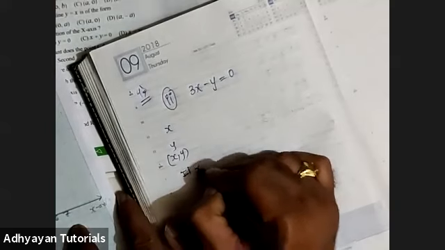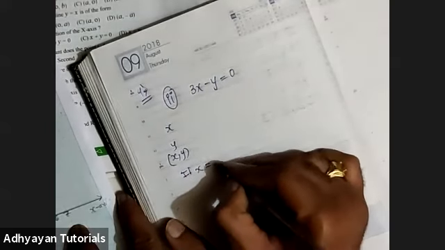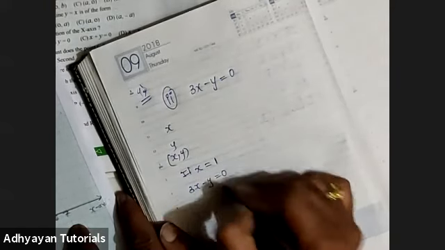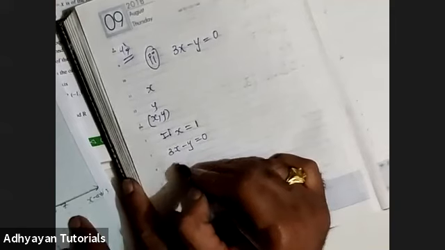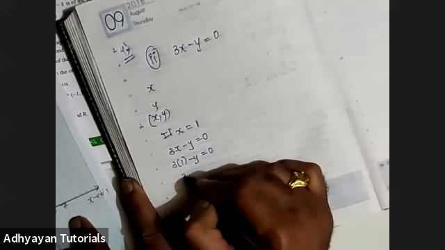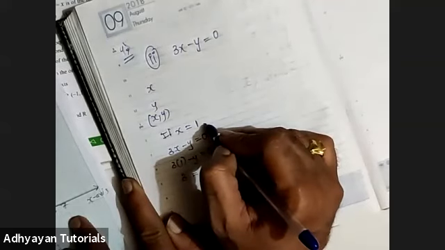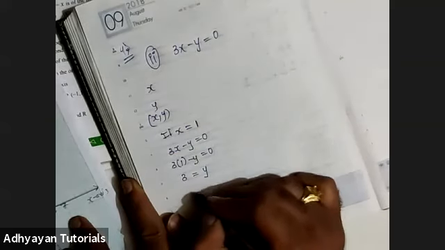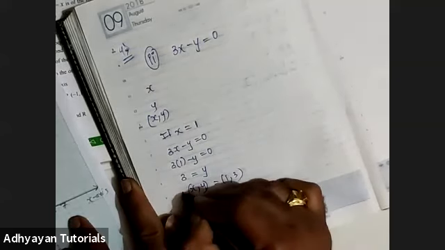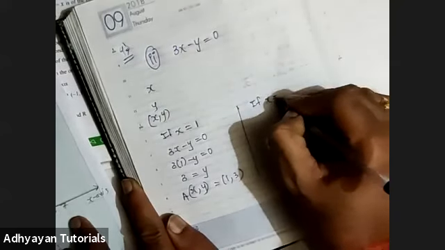If x is equal to, let's say, 1, then 3x minus y is equal to 0. Instead of x, I'll be writing 1. So 3 into 1 minus y is equal to 0. 3 ones are 3. Now, this minus y we will shift to the right hand side, so it becomes plus y. So children, if x is 1, then y is 3. So x comma y is 1 comma 3. This is point A.